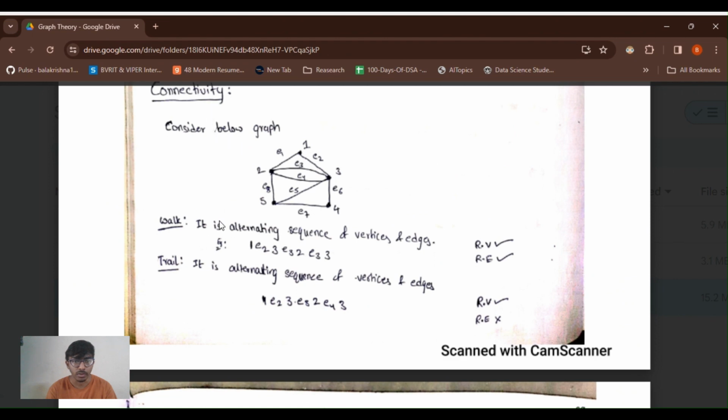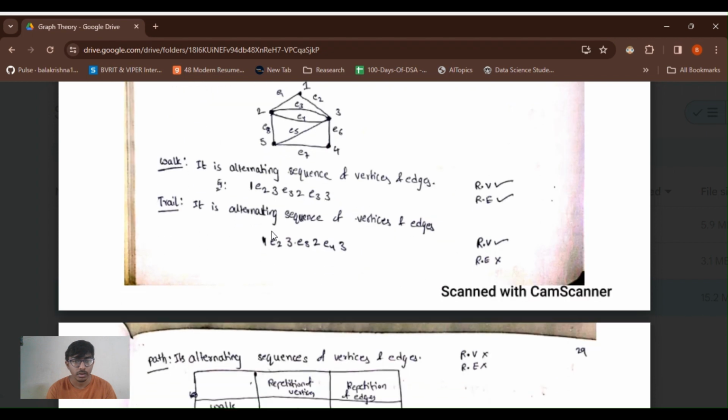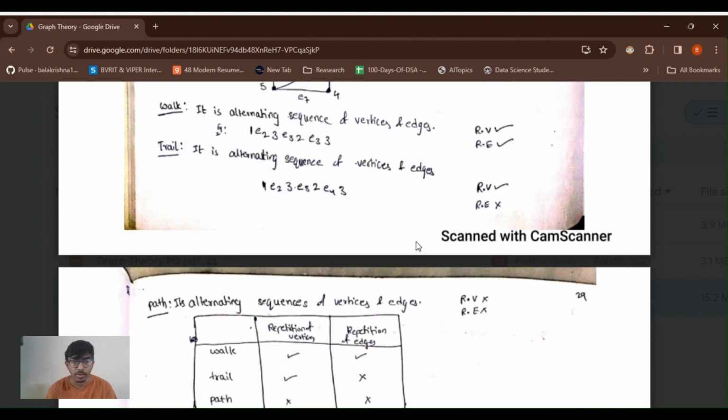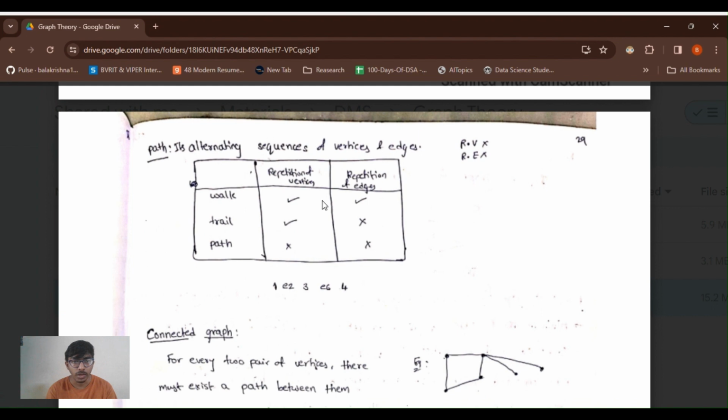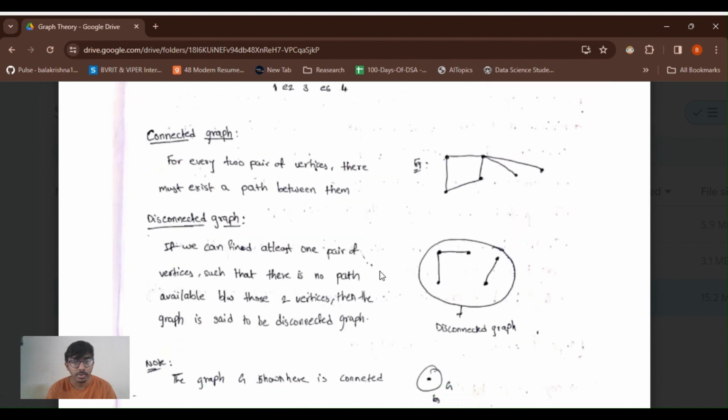Connectivity. Consider the below graph. It is an alternating sequence of vertices and edges. That is a walk. Trail. It is an alternating sequence of vertices and edges. So you can take this as an example to remember walk, path, and trail. For a walk, it has repetition of vertices and repetition of edges. For a trail, it only has repetition of vertices, but not repetition of edges. For a path, it does not repeat vertices or edges.